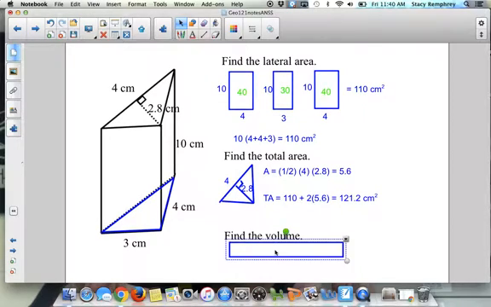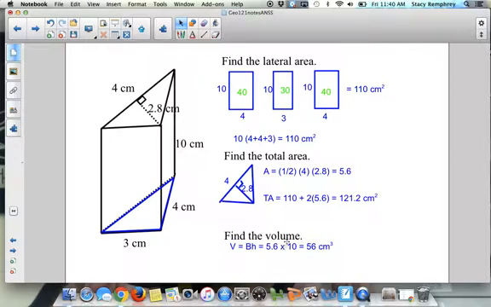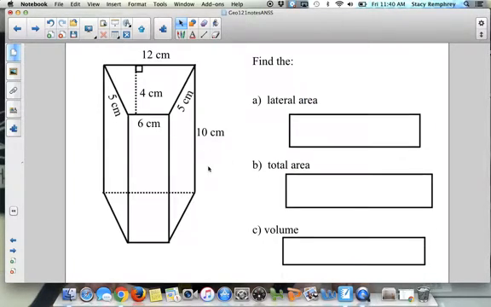For the volume, again, I'm taking the area of the base, which is right here, and I multiply that by the height, 1056 centimeters cubed. All right, in the next one, I have a trapezoidal prism. This is a trapezoid here, so I'm just going to, again, ask you, work through it yourself, come back to check the answers.